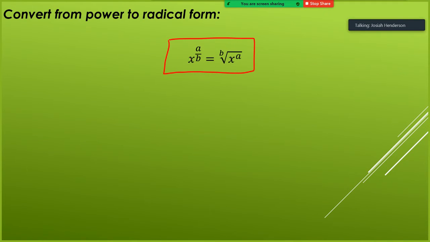For any number x to the a over b fraction power, fraction exponent, it converts this way. So the b root of x to the a power. We're going to see some examples with actual numbers now.